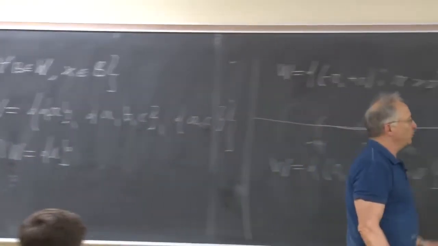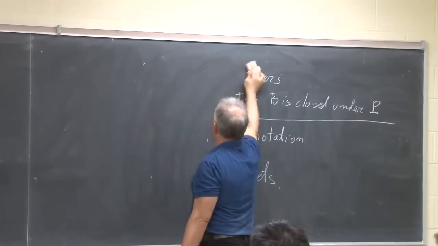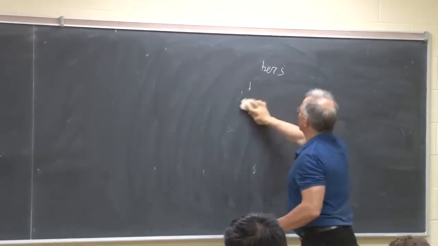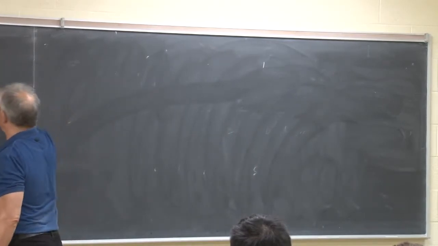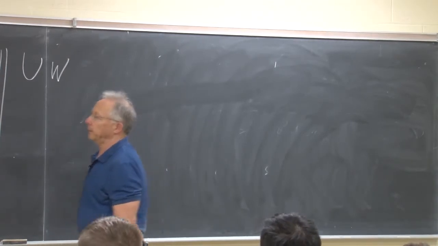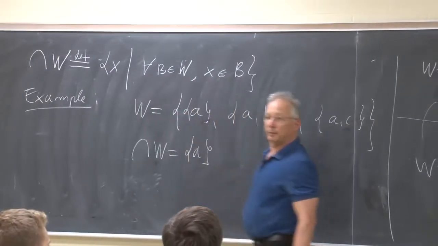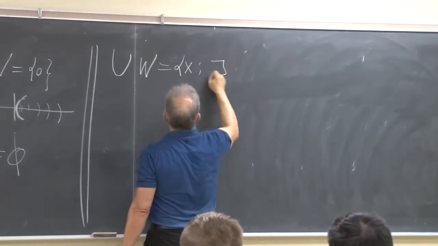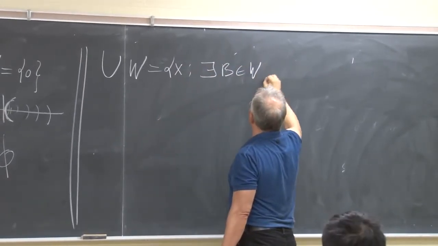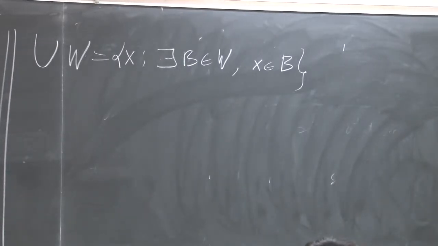And similarly, I can talk about the union of a collection of sets W. The intersection of W is the set of all x's such that x belongs to every B in W. And the union of W is the set of all x's such that there exists some B in W to which x belongs. So I take all of the sets together and pour them all into one big bucket.